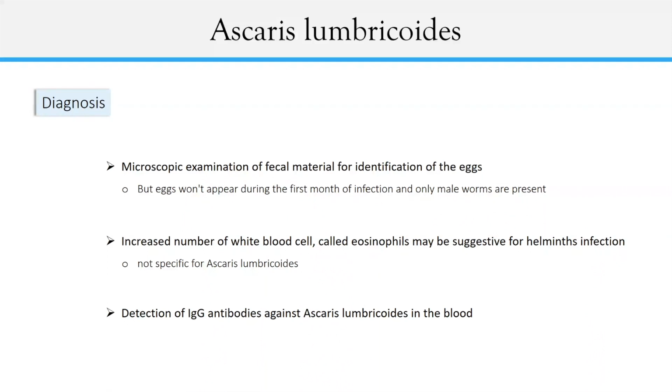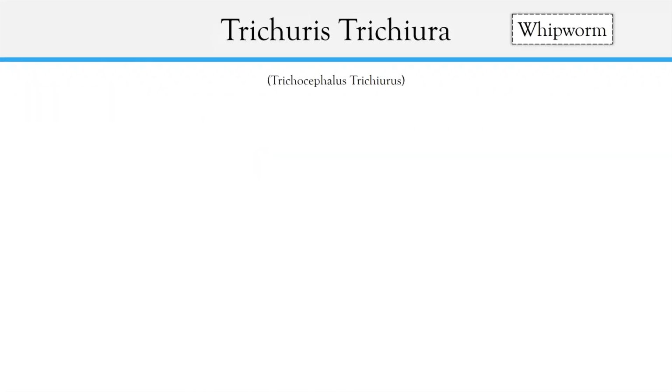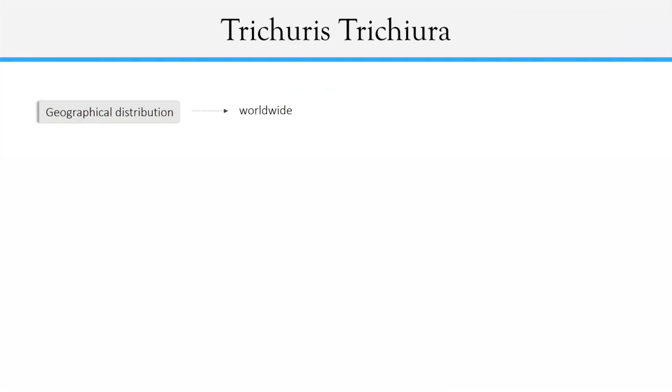Another way to diagnose this parasite is detection of antibodies against Ascaris lumbricoides in the blood. In order to prevent this problem, it is important to wash hands, to wash fruits and vegetables, and boil the water. Now let's speak about another parasite that is called Trichuris trichiura.